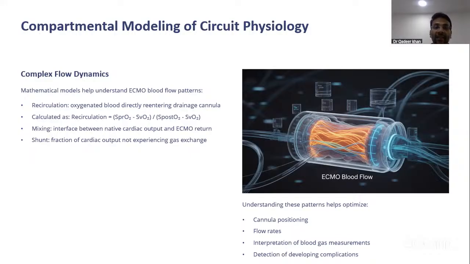It is the pre-membrane saturation minus the SVO2, divided by the post-membrane saturation minus the SVO2. So what happens is the blood going into the native circulation is not oxygenated blood, because the oxygenated blood is getting drained by the drainage cannula. So your native circulation is getting deoxygenated blood. The oxygenated blood which is returning to the heart is again taken by your drainage cannula.